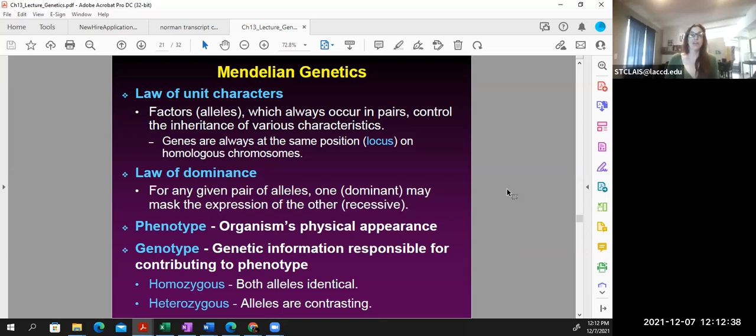All right, and then what about the difference between phenotype and genotype? The phenotype, that's going to be something that you can physically see or measure, whereas the genotype is asking, what is the genetic code of this individual? So the phenotype is going to be influenced by both the genotype and the environment.